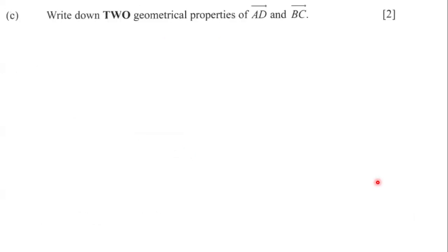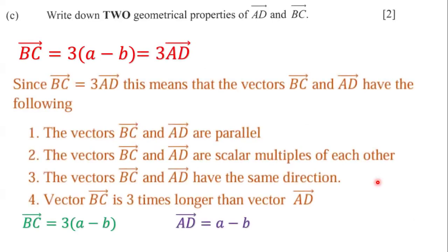Let's answer this question. So what do we have? Well, the first thing that we need to pay attention to is what is BC and what is AD. We know that BC is equal to 3 open bracket a minus b. That's what BC is, right? And we also know that AD is equal to a minus b, okay? And so BC is equal to 3 multiplied by a minus b.